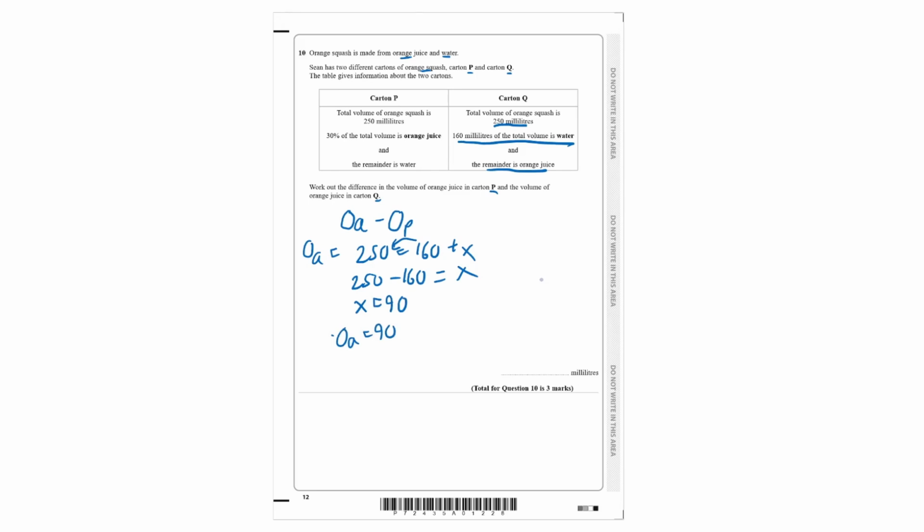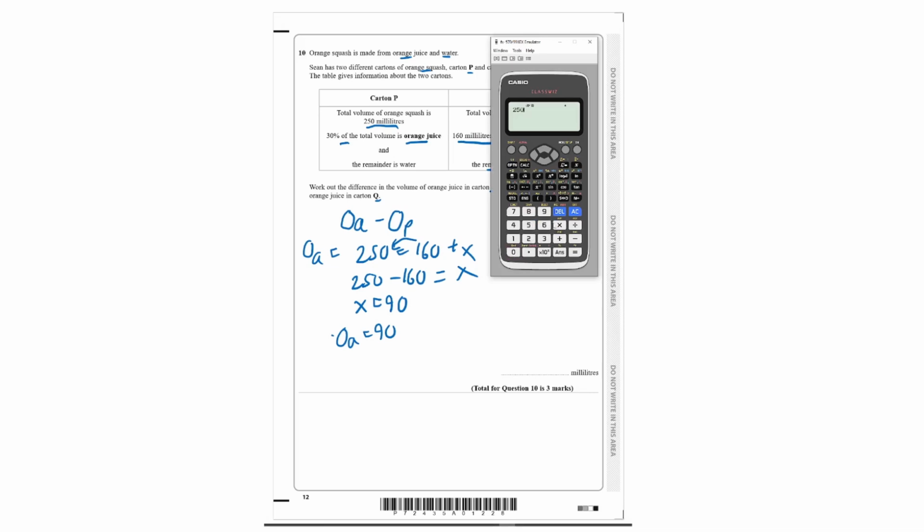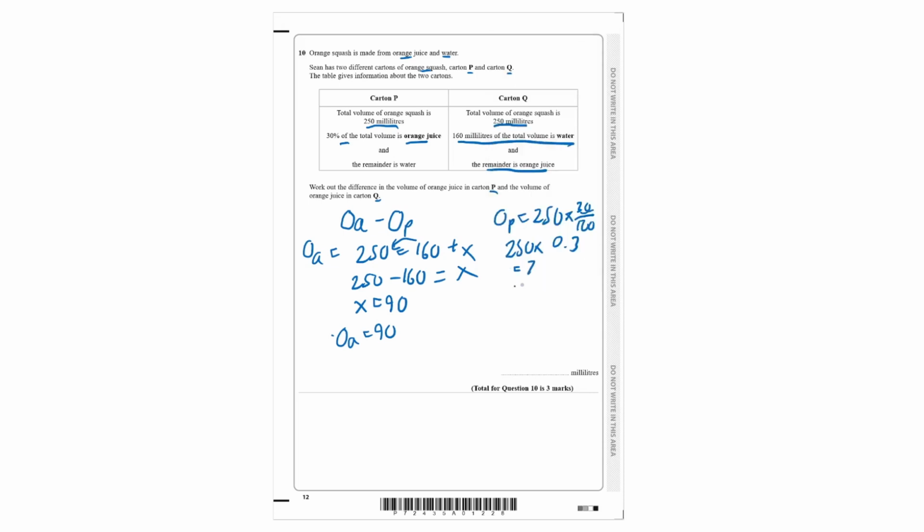Now we just have to find the orange juice for carton P. So we have 250 milliliters, and 30% of the total volume is orange juice, so we multiply by 30 over 100. This can be simplified to 250 times 0.3. So we can use our calculator here. We have 250 times 0.3 gives us 75, so OP equals 75.